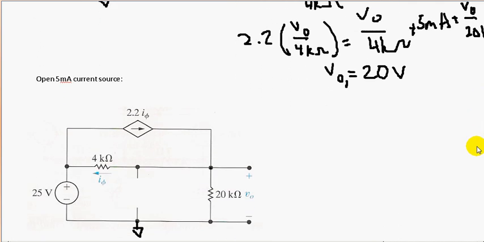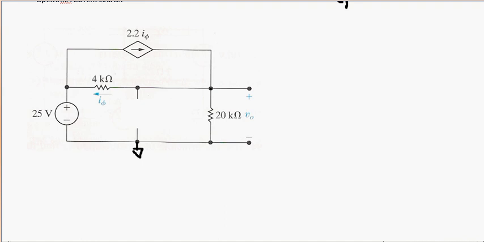Okay, we are zeroing out the 5 milliamp current source by opening that part. So that part of the circuit right here will be open, and we'll find the response VO due to this voltage source. Now to find the response due to this voltage source, we can do node voltage analysis again. We'll declare this as node A, this as node B, and this node as node C.